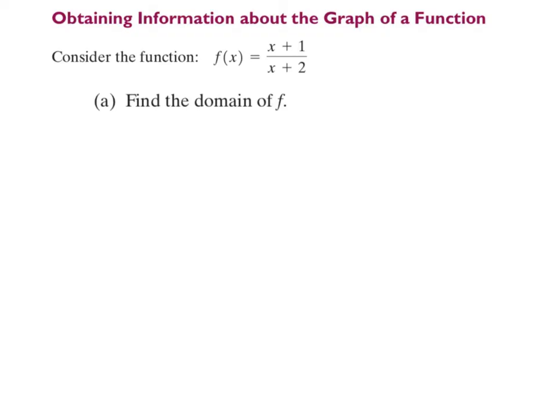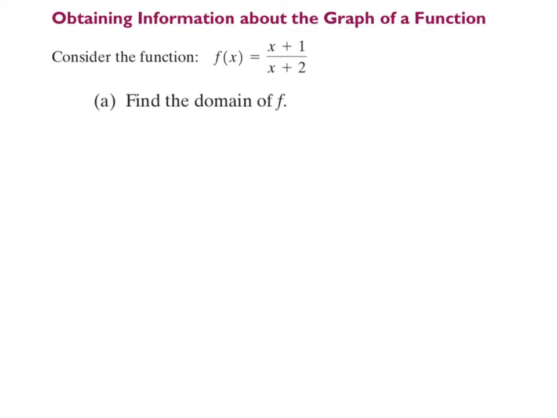Now let's move on to an example where we don't have the graph. I'm going to resist the urge to graph this, but let's consider the function f of x is equal to (x plus 1) over (x plus 2). Let's find a few pieces of information from this, and then let's graph it and see if we did it correctly. The first thing I'm being asked to do is find the domain. If you remember, the domain of most functions is all real numbers, except for wherever it's restricted.